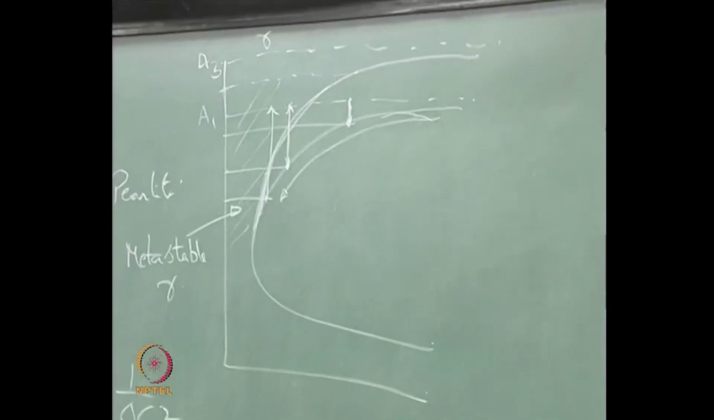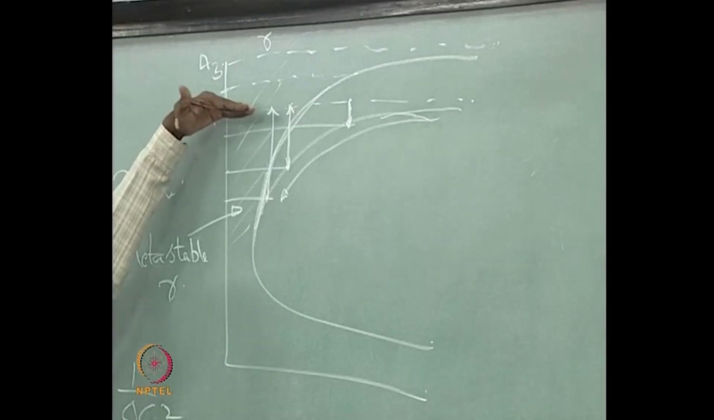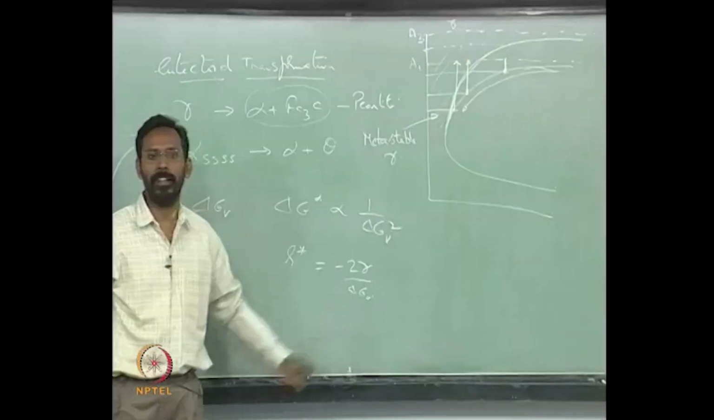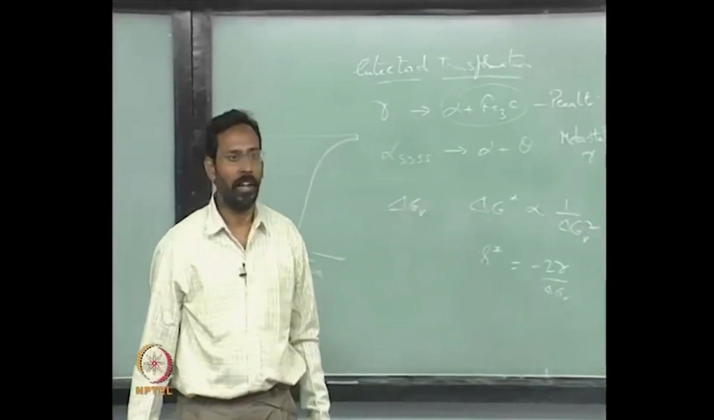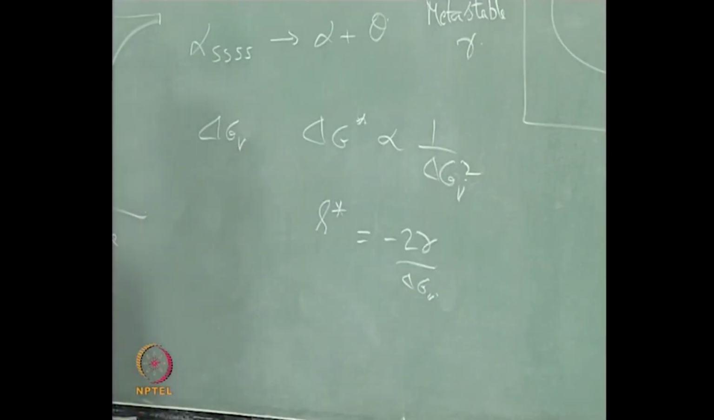For us, the equilibrium transformation temperature for this particular transformation is A1, gamma to pearlite. So, with respect to the A1, if you measure, you would see the undercooling is increasing, and if the undercooling is increasing, you will see the delta GV is increasing, and then R star decreases. But this does not continue forever.